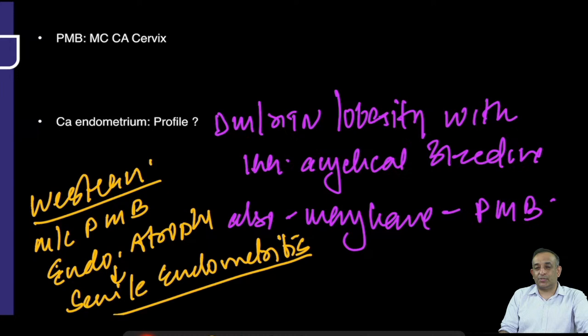Yes, they have atrophic endometrium around 50, 55 years. It gets endometritic and it starts having some amount of bleeding. It has happened to so many of my relatives, senile endometritis. But the amount of CA cervix I've seen in my life, there's no comparison. All right, so please remember these data. You will be asked only Indian data. All right.